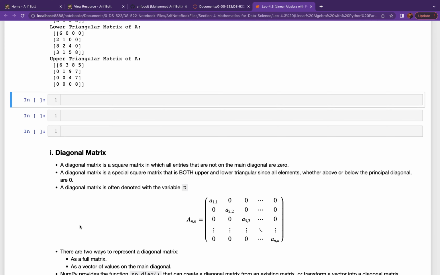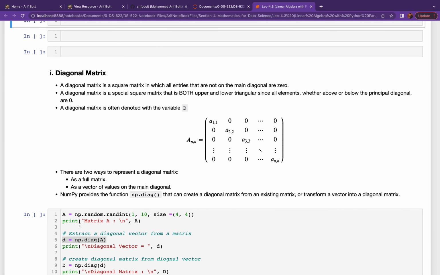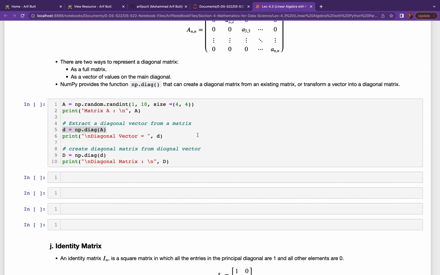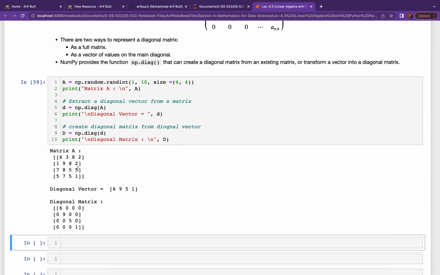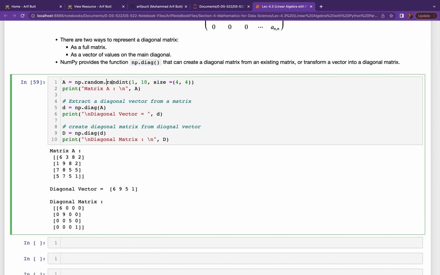Great. So then we have the diagonal matrix. A diagonal matrix is normally a square matrix in which all the entries that are not on the main diagonal are 0. So we have just the entries in the main diagonal, and everything else is 0. Let me execute this code as a proof of concept. So this is a matrix A. You have created a 4x4 matrix A using the randint method as shown over here.